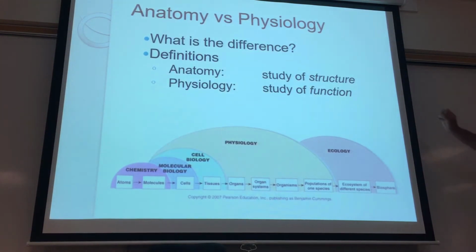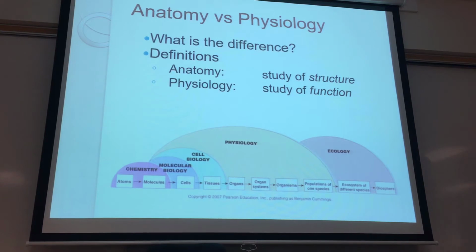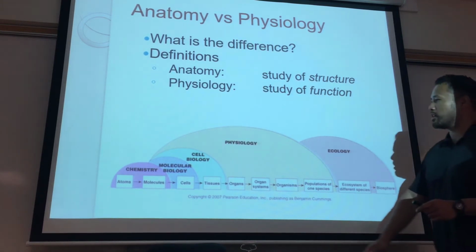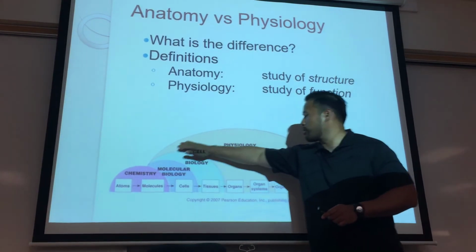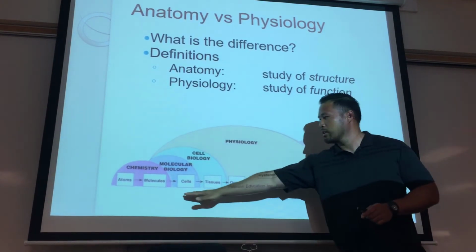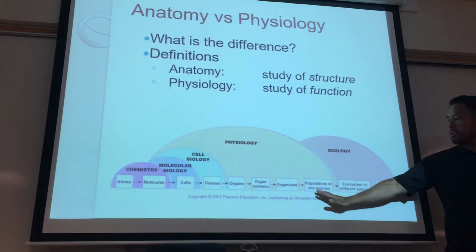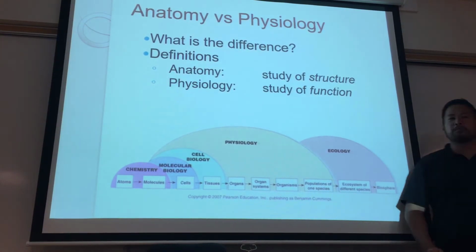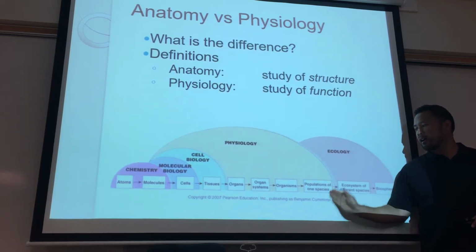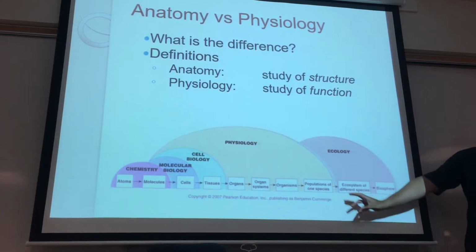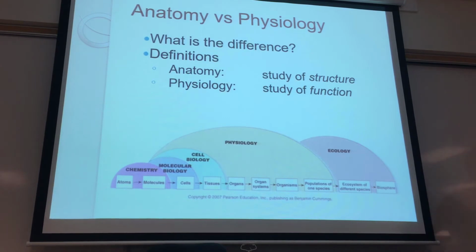So anatomy is the study of structure, physiology is the study of function. That's a big thing on here. You see that physiology contributes to all of this right here. We talk all about everything from the molecules to the cells to the tissue, organ systems, organisms, and it even includes populations of the species. We don't go so much into population, but that stuff is really interesting if you ever want to get into it.